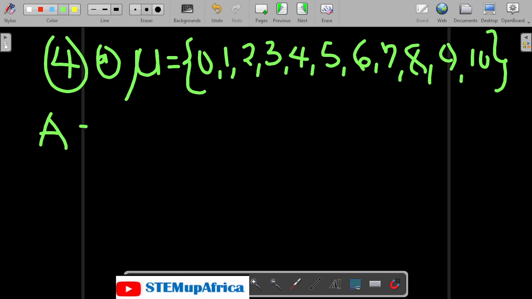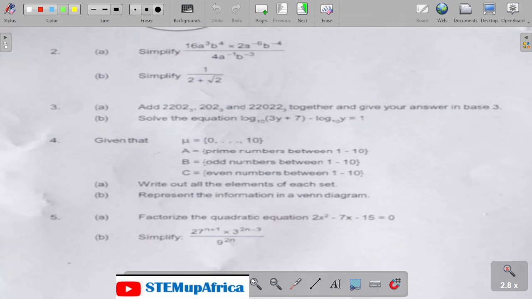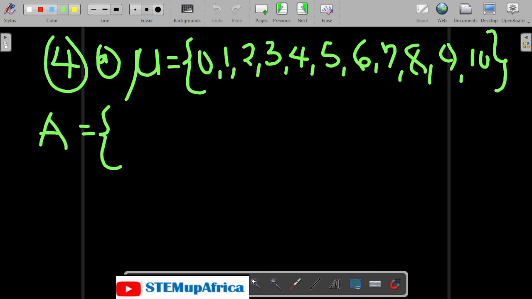Then I'm having set A. Let's see what we have then. Set A says prime numbers between 1 to 10. So first of all, you need to know what prime numbers are. Prime numbers are numbers whose factors are 1 and itself. The factor is just 1 and itself. Those are the numbers referred to as prime numbers. So what are the prime numbers between 1 to 10? Let's check that out. So I'm going to have my set A.